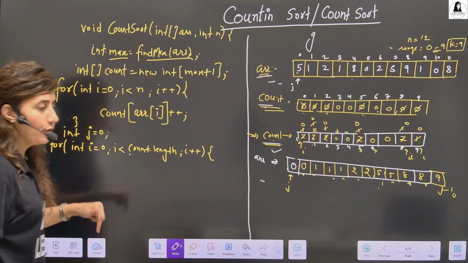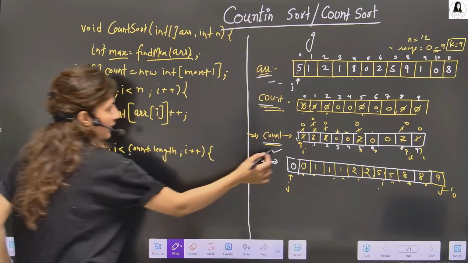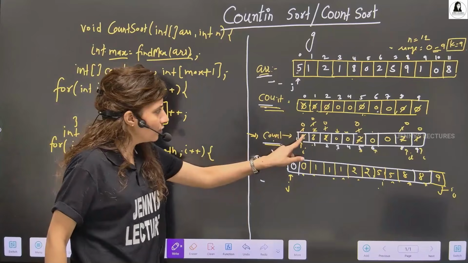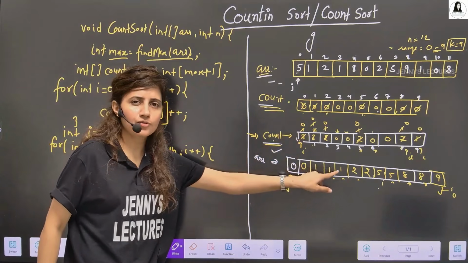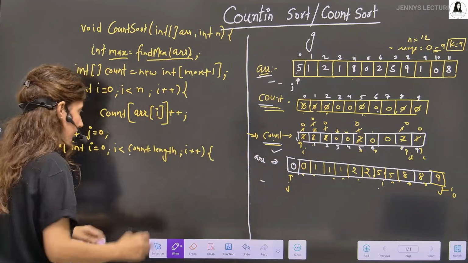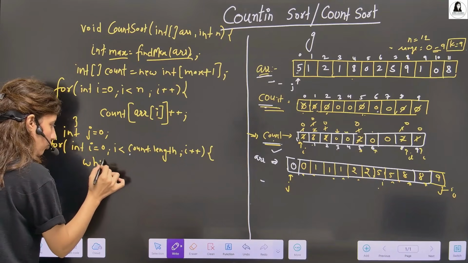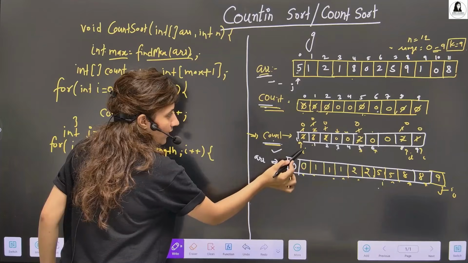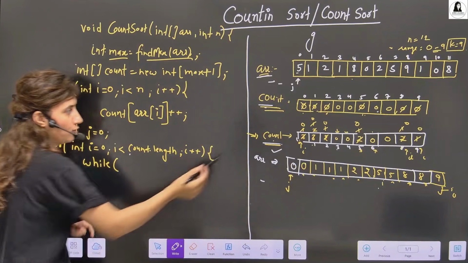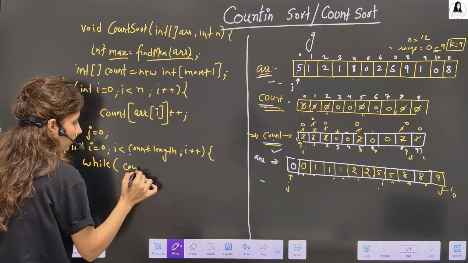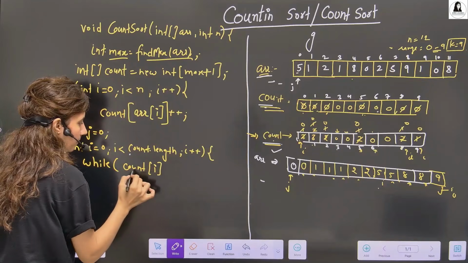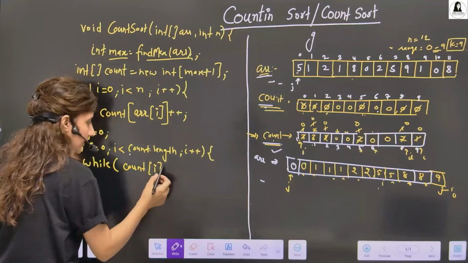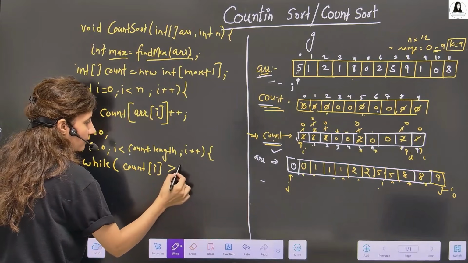Now what do we do? At first i is here, so here we have 2. Till then it's greater than 0, we keep adding this index value here. So again one more loop you have to write. Within this loop, we write, suppose, a while loop, while the value at this index is greater than 0. How to get this value? Count of i. At first i is 0, so count of 0 is 2. While this value is greater than 0.